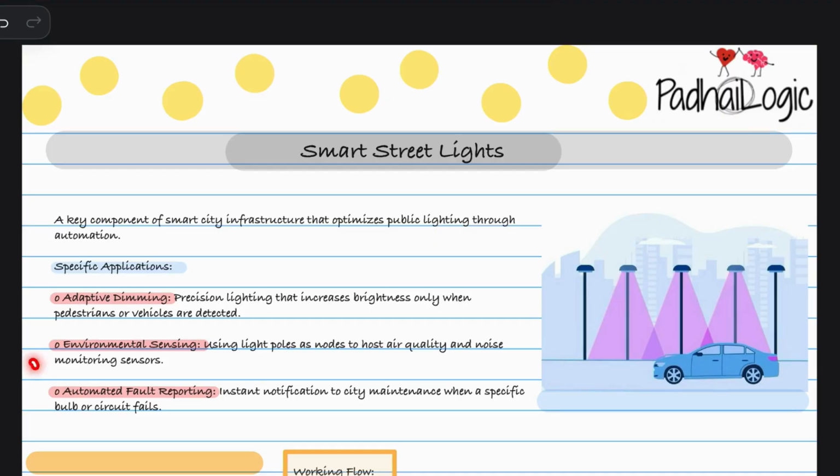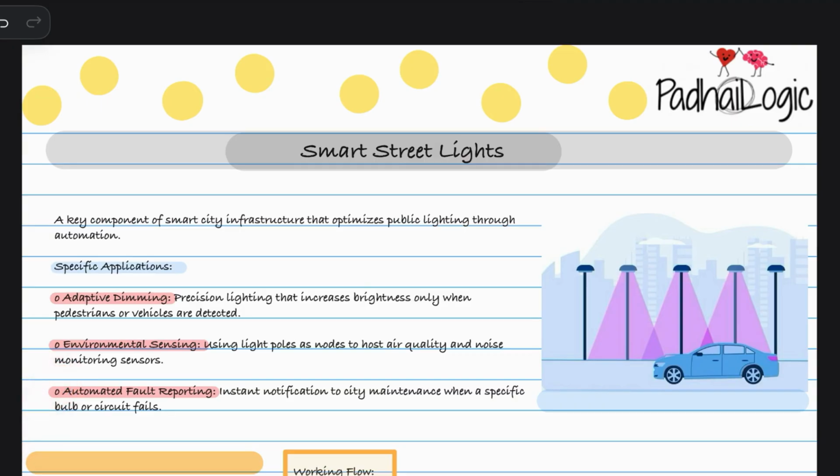And then comes the environmental sensing. Why waste the space, right? City planners mount air quality, noise, and humidity sensors directly onto the light poles, turning the lighting grid into a real-time environmental dashboard for the whole city. So this is how we will be able to sense the environment as well, and will not waste extra space while mounting all the sensors.